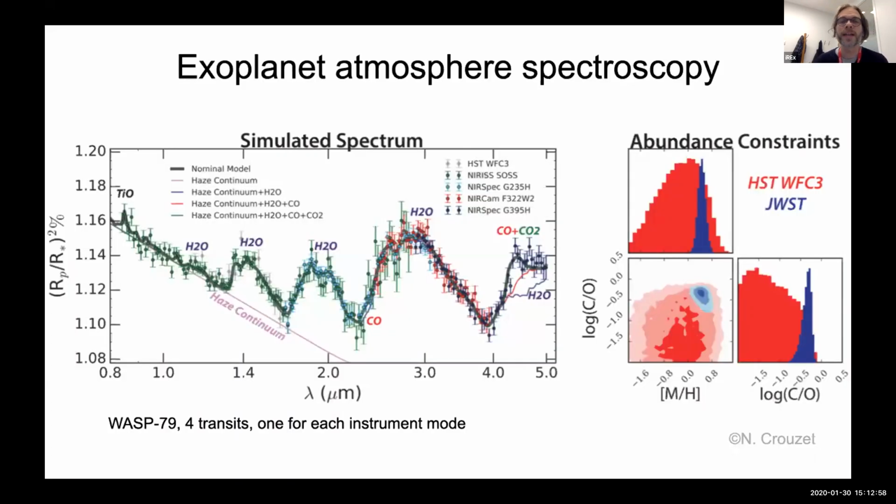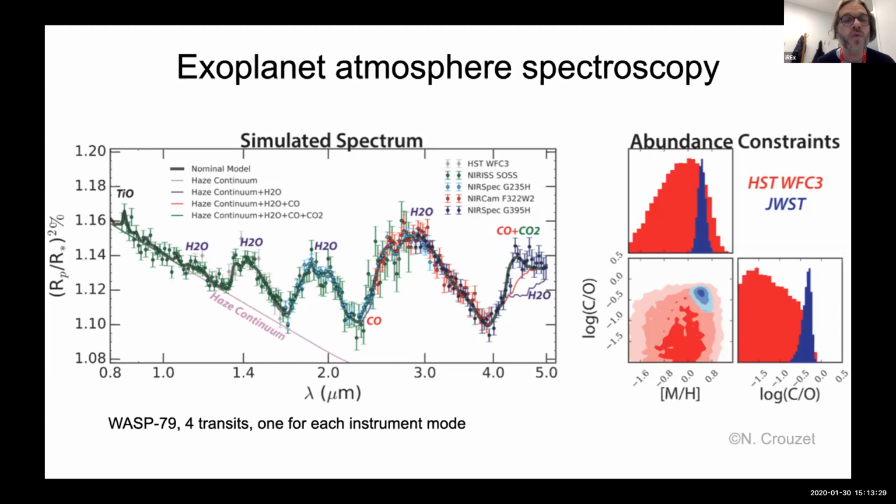For the exoplanet community, which I belong to, it's also a long-awaited machine. It will observe atmosphere spectra of exoplanets, a lot of them, in relatively short integration. So here we have the spectrum of an atmosphere for a planet, WASP-79b. And we have essentially a simulation using 4 different instruments that cover from 0.8 to 5 micron.